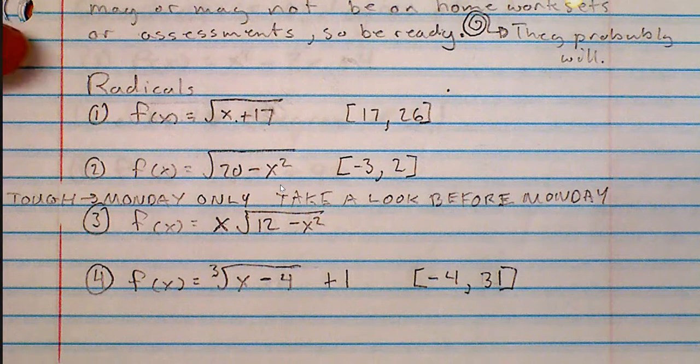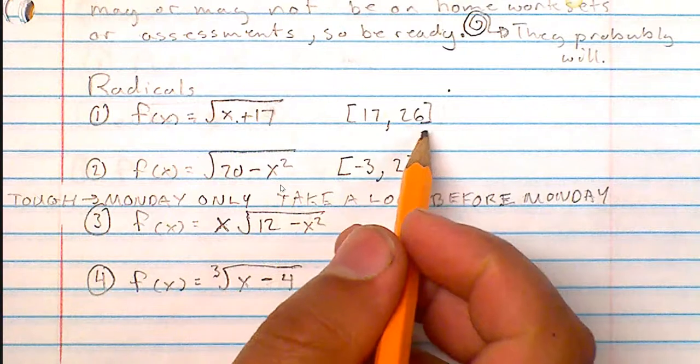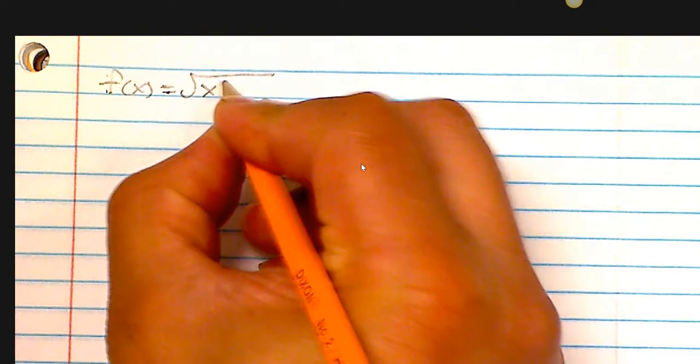So let's go ahead and get started on the radicals. This is the extreme value theorem, and here we go. So the first one, f of x equals square root of x plus 17. We'll do this on the interval 17 to 26. Okay, and the interval is 17 to 26.